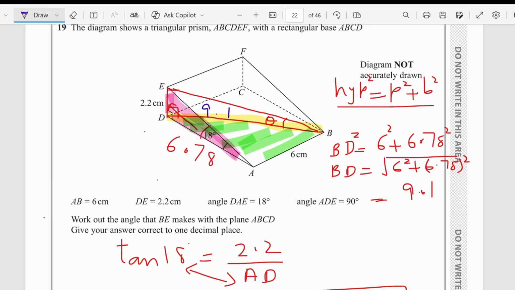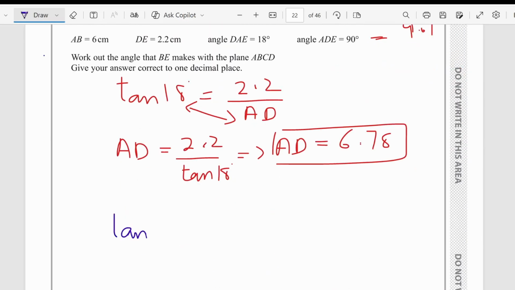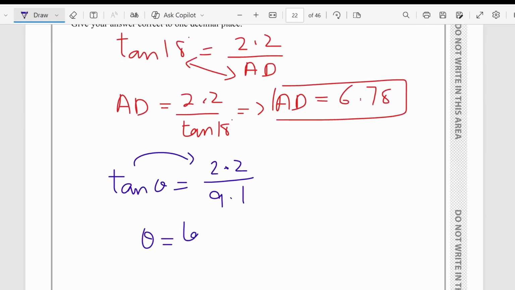By using these two sides, BD and ED, we can easily find the angle. So opposite over adjacent. I'm going to use tan theta, that is the required angle that we have to find. Opposite is 2.2 and adjacent is 9.1. To find theta, we will move tan to the other side. That would become tan inverse of 2.2 divided by 9.1 by using a calculator.